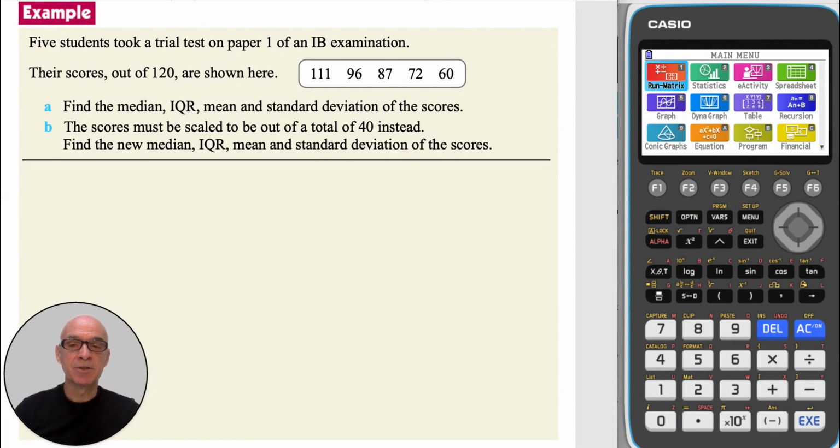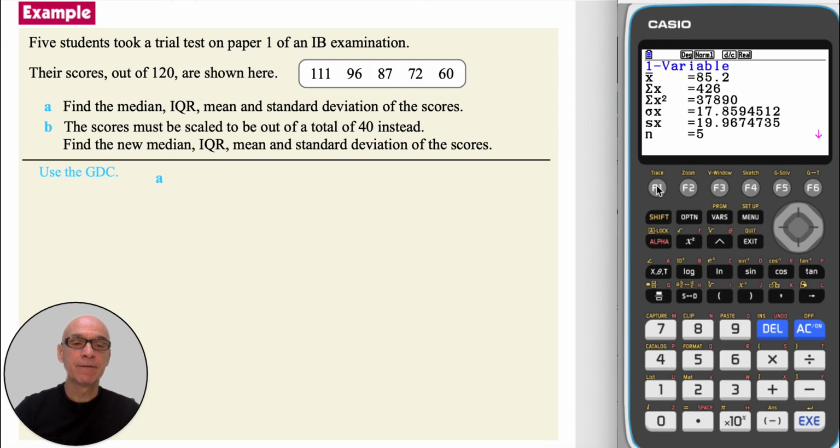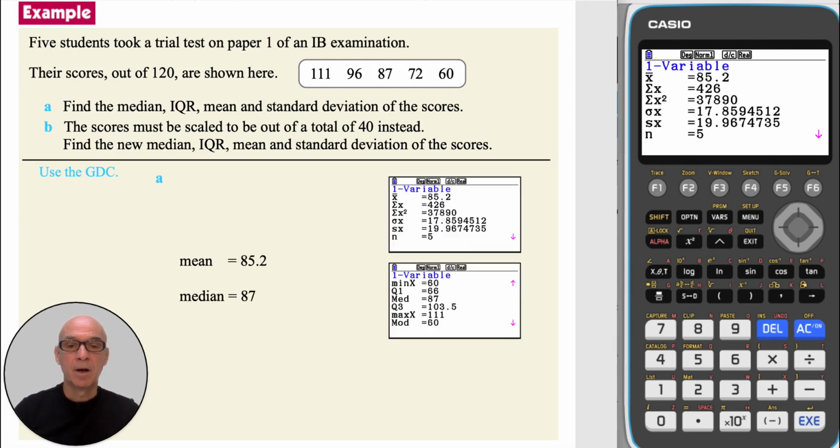In part A of this question, we're asked to find the mean, the median, the interquartile range, and the standard deviation of the test scores. Entering the data into the calculator and performing a calculation of one variable statistics gives the following results. The mean score is 85.2 and the median score is 87. The interquartile range, using the formula Q3 minus Q1, is equal to 37.5, and the standard deviation is equal to 17.9, correct to 3 significant figures.